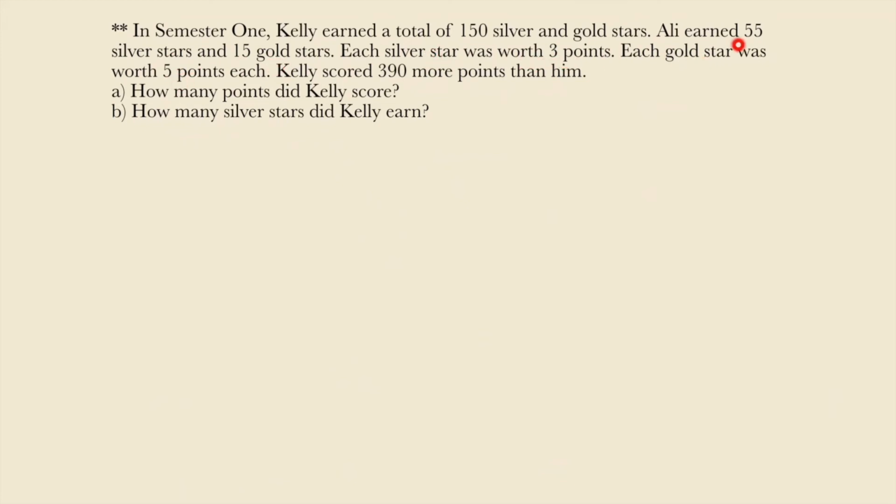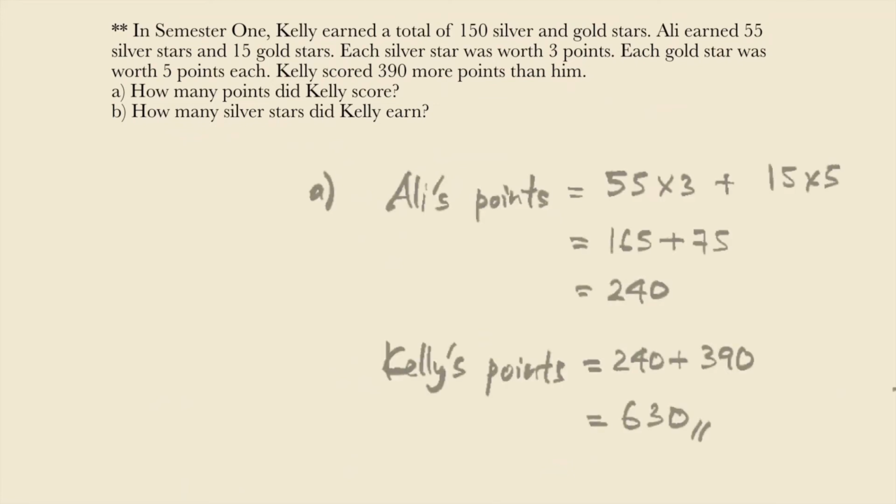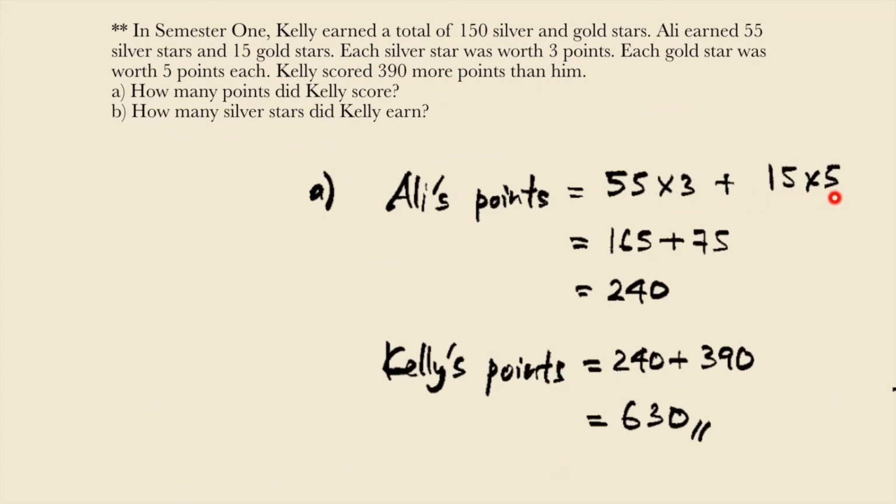So right off the bat, we can find out the number of points for Ali. 55 silvers, that will be 55 times 3. 15 golds, that will be 15 times 5. Kelly's got 390 more points than him. So let's find Ali's points and then Kelly's points, shall we? So 55 silvers, 3 each, and 15 golds, 5 points each, giving Ali 240 points. And since Kelly's got 390 more than this, Kelly's score would be 240 plus 390, that will be 630 points.